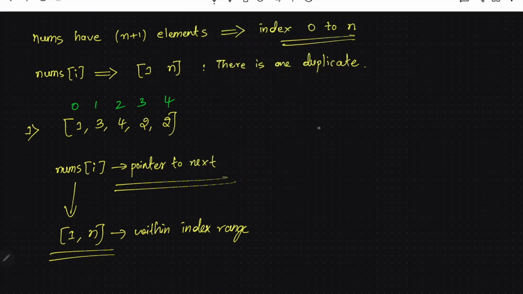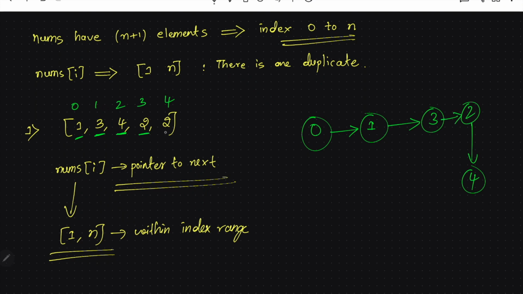Let us start drawing the linked list. At index 0, we have no incoming links, and 0 is pointing to 1, because the value present at index 0 is 1. At index 1 we have a value of 3, so 1 is pointing to 3. At index 2 we have a value of 4, so 2 will be pointing to 4. We still don't have any links to 2, so we can write it as a separate link. At index 3 we have a value of 2, so 3 is pointing to 2. And at index 4 we have a value of 2, so 4 is pointing to 2.